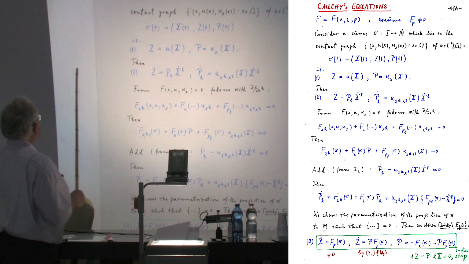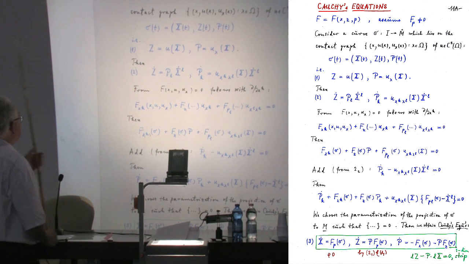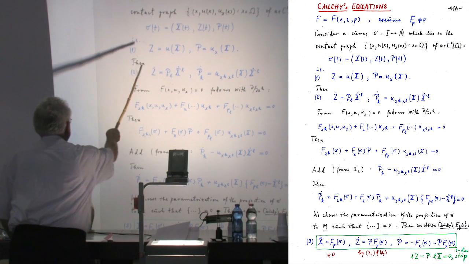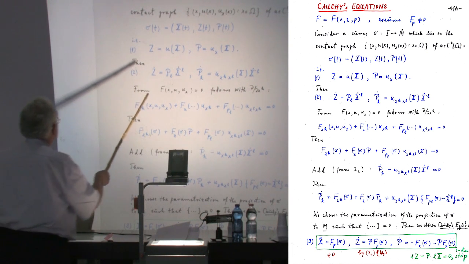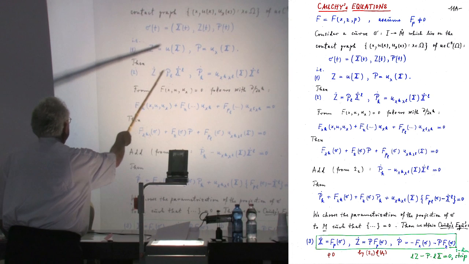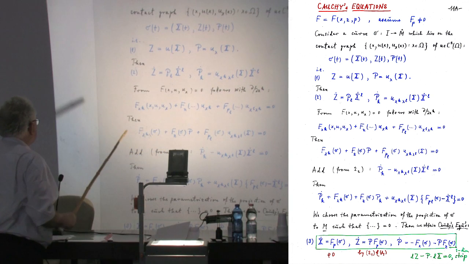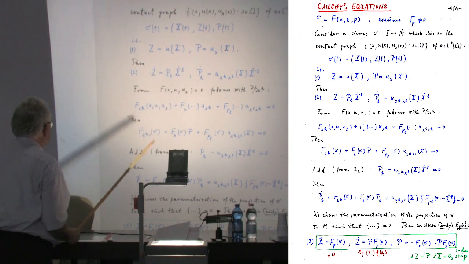So let's assume we have the contact graph of a solution, x, u of x, and gradient of u of x. And assume you have a curve sigma of t lying on the contact graph. That means if you insert in u x and in gradient u of x, you get z and p. And if you differentiate this with respect to t, you get z dot equals gradient of u of x times x dot, but gradient u of x is p. So this gives the first line. And differentiating the second equation, you get this. And differentiating the differential equation with respect to xk, you get this line of equation.